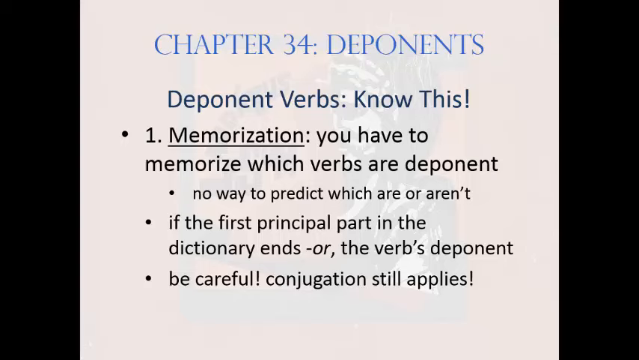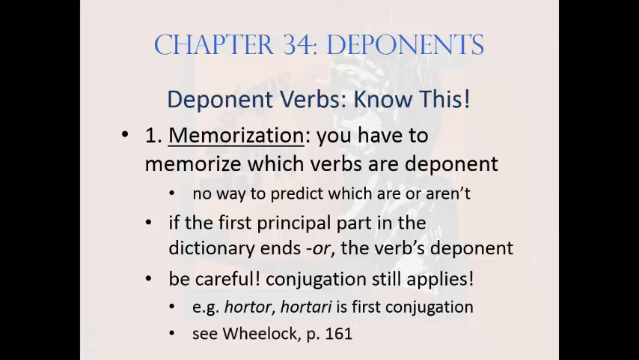Everything about deponents is normal. Mood, tense, person, number, everything except their voice. So, you see hortor, hortari. That's deponent. The first principal part ends -or, and first conjugation. -ari is the passive counterpart of -are. If the second principal part ends -ēri, the verb's second conjugation deponent. It's third or third -io, -i. -īri, fourth. Wheelock lays this all out on page 161.